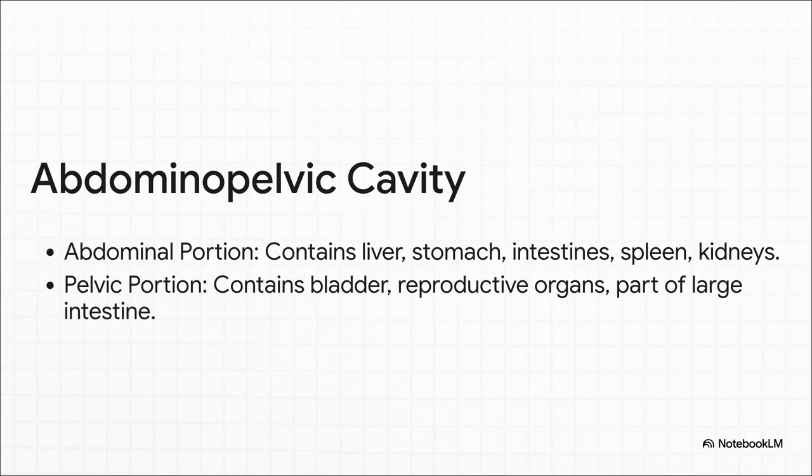Okay, heading south of the diaphragm, we're in that giant abdominopelvic cavity. The upper part, the abdominal portion, is packed with organs like the liver, stomach, and intestines. And the lower part, the pelvic portion, holds things like the bladder and reproductive organs. But here's the really interesting part. Unlike the chest with its separate rooms, there's no actual wall down here. It's all one big, continuous space.